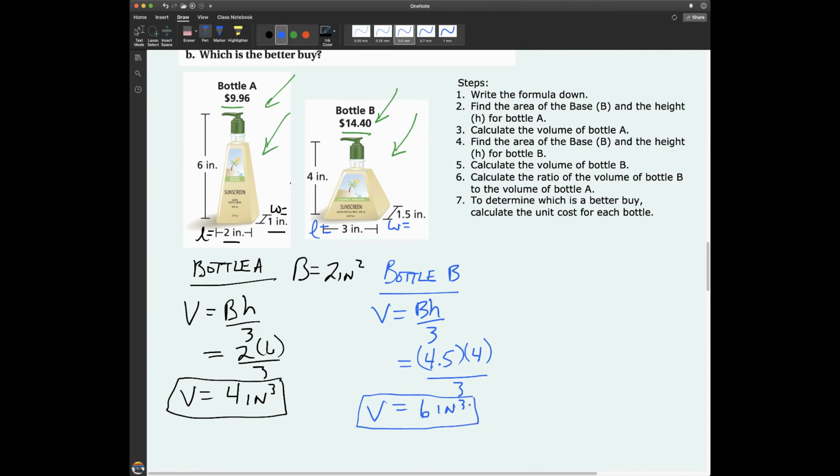Okay, so how much bigger is this bottle than this bottle? Well, how do we figure that out? We take the 6 inches cubed and divide it by the 4 inches cubed. And when you do the math, you get 1.5 times bigger.